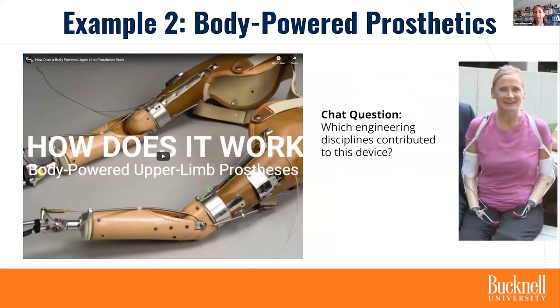So type into the chat window here, what kind of disciplines do you think would contribute to the design of this? So I see physics, mechanical engineering, lots of mechanical engineering, good. And there's physiology, good, because we have to interact with tissue, with the stump. We need to make sure it's comfortable. Anatomy, good. We need to know how to design it so it's like a hand. Physics, definitely. Electrical engineering actually doesn't go into this one very much because it's all mechanical, but that will come into play later.